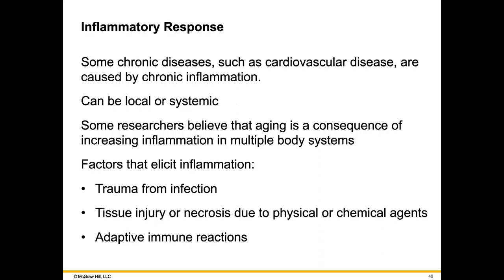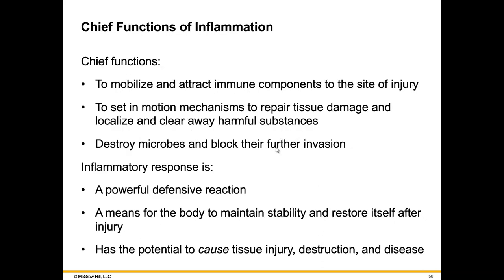Can it extend life? Some factors that elicit inflammation, like we mentioned, are trauma from infection and tissue injury, which is another type of trauma, both of which can lead to necrosis due to physical factors or chemical agents that can cause cell death. Even adaptive immune reactions themselves can cause inflammation.